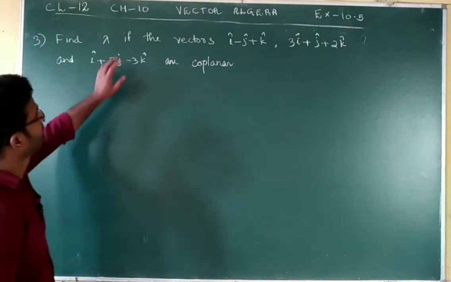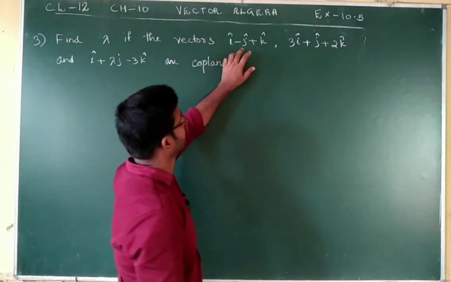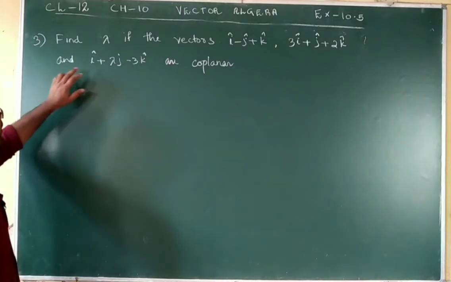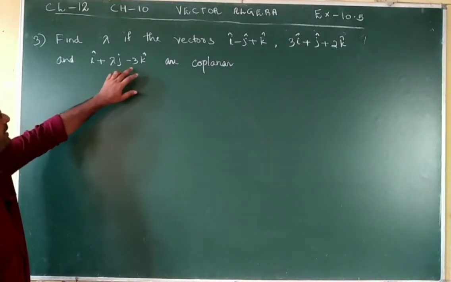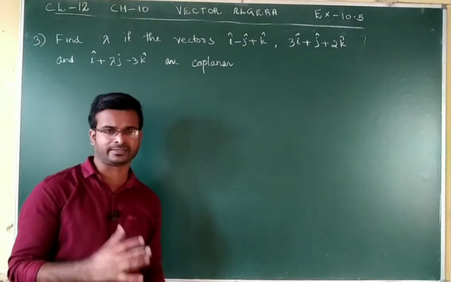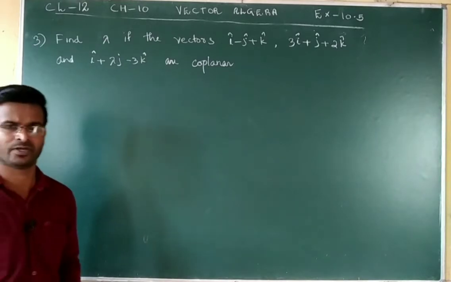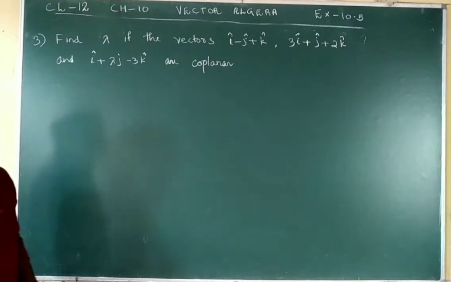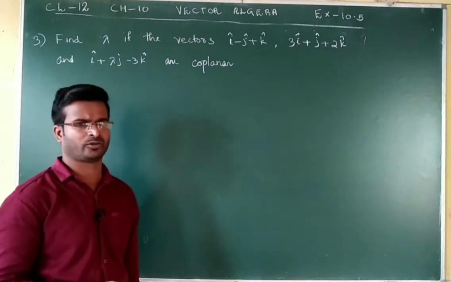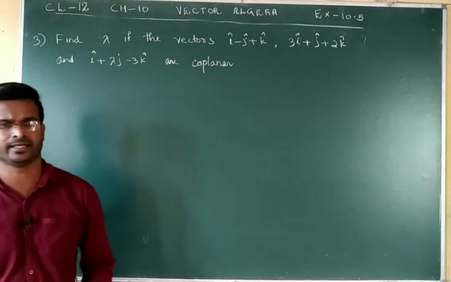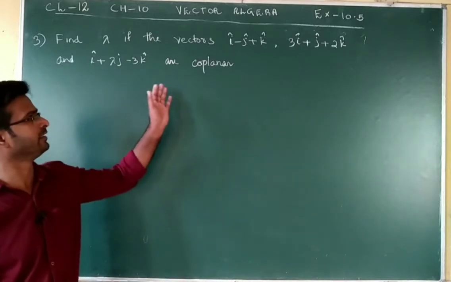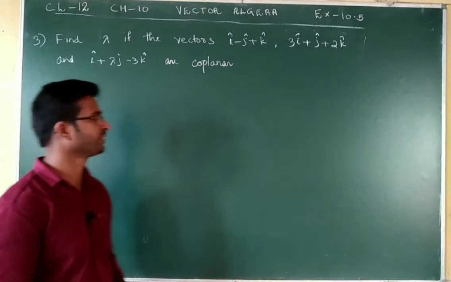Find lambda if the vectors i minus j plus k, 3i plus j plus 2k, and i plus lambda j minus 3k are coplanar. In here, 3 vectors are given, and the 3 vectors are coplanar, in one plane. Then we have to find out the value of lambda. 3 vectors are coplanar means when you take the scalar triple product, what answer will you get? You will get answer 0 only, because they already gave that the vectors are coplanar.